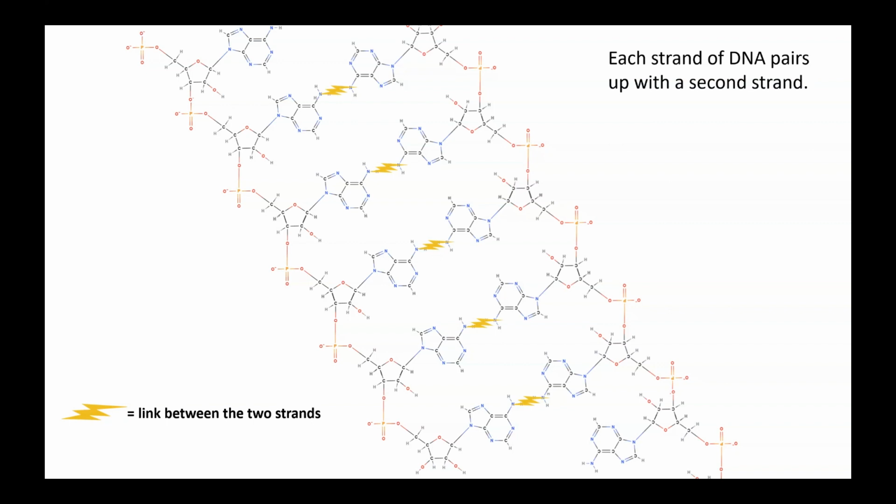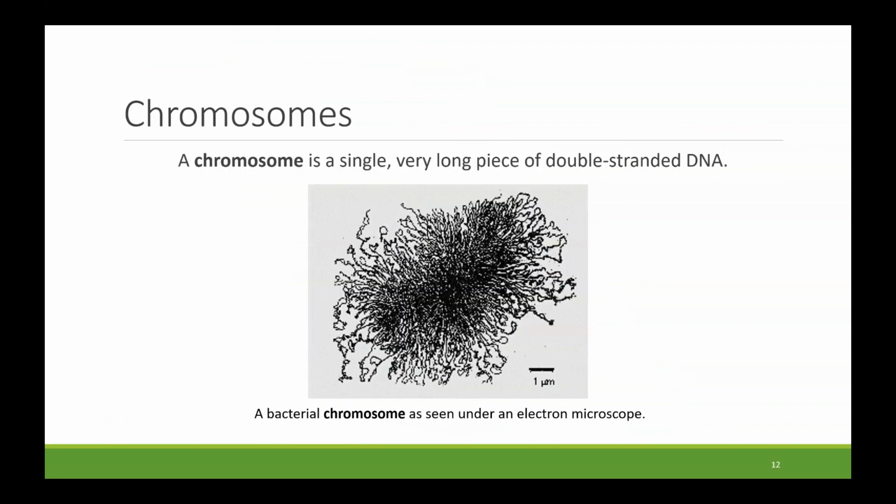So we've got pairs of strands. They're made of nucleotides. They're very long, and each one of those very long double-stranded pieces of DNA is called a chromosome. A chromosome is a single, very long piece of double-stranded DNA. The image that you see on the screen here is of a chromosome from a bacterial cell as seen under a powerful microscope called an electron microscope. And it's a big mess, so you can't really tell this, but this is all one very long entangled double-stranded piece of DNA. There's just one very long tangled piece here.